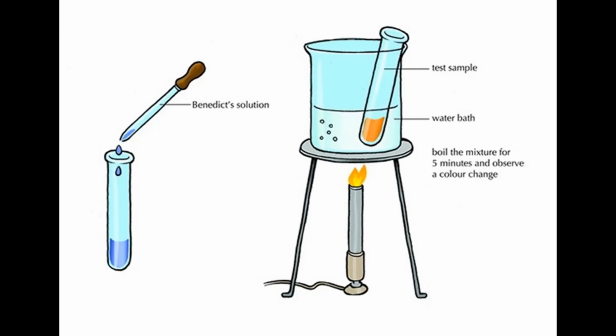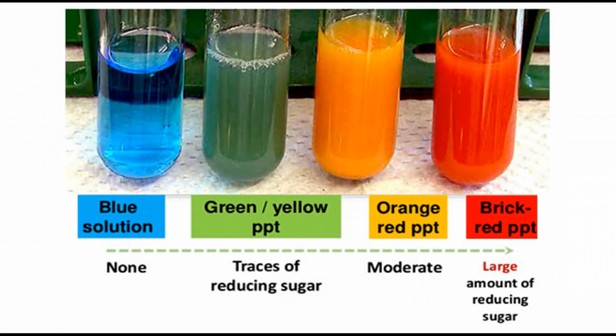The higher the concentration of reducing sugar, the further the change of color goes. If there is no reducing sugar, the solution will remain blue. If there is reducing sugar, it will turn green, then yellow, then orange and then red. Red means there is a high concentration of reducing sugars in the solution. You can use this to compare the amount of reducing sugars in different solutions. This is called the Benedict's test.